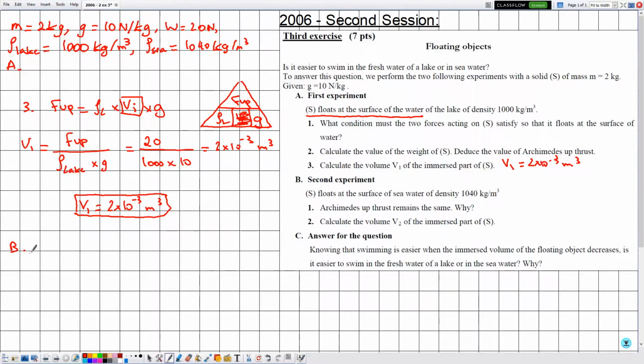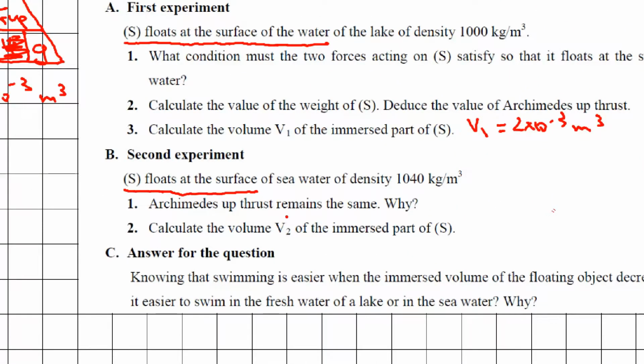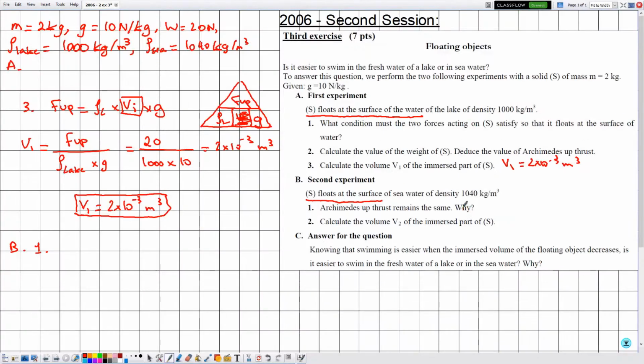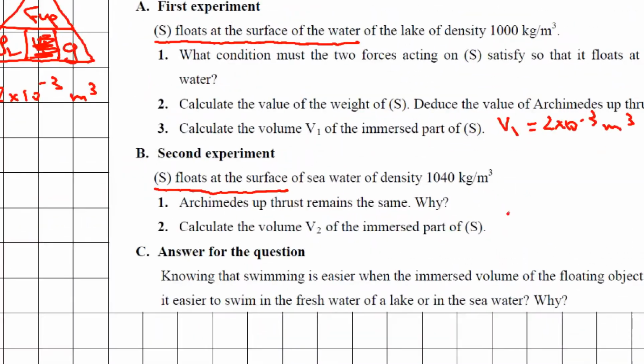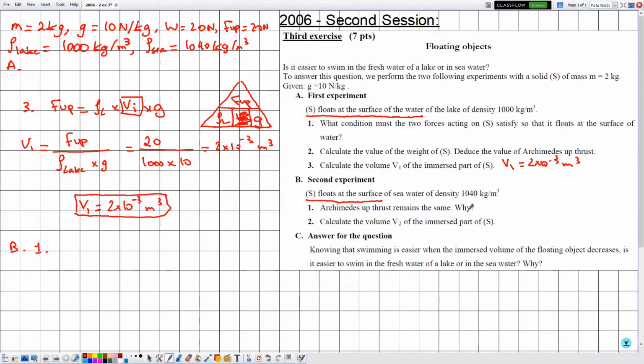Now part 1. Here they are telling me that S floats at the surface of water, so we can use the condition of equilibrium at any time. Number 1, Archimedes upthrust remains the same. Why? They are telling me that the value of F upthrust is also given by 20 newtons, which is the same that we have determined in part 2 in the first experiment, part A. So they are giving me the answer that F upthrust is equal to 20 newtons, but since they are asking why, it's required to justify.